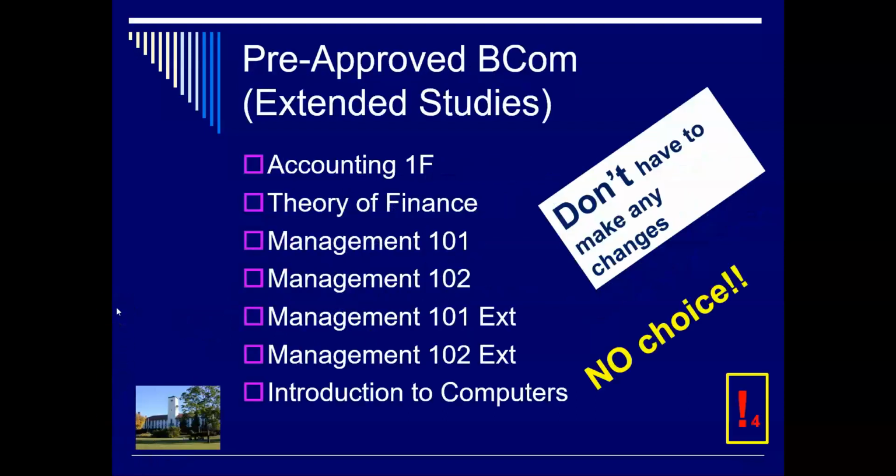Finally, if you've been admitted to the Bachelor of Commerce Extended Studies program, you'll be given the following pre-approved standard curriculum: Accounting 1F, Theory of Finance, Management 101, Management 102, Management 101 Extended, Management 102 Extended, and Introduction to Computers. You don't have to make any changes. This is a pre-approved, standard, and compulsory curriculum. You don't have any choice in this particular curriculum. So all you need to do is submit it for approval.